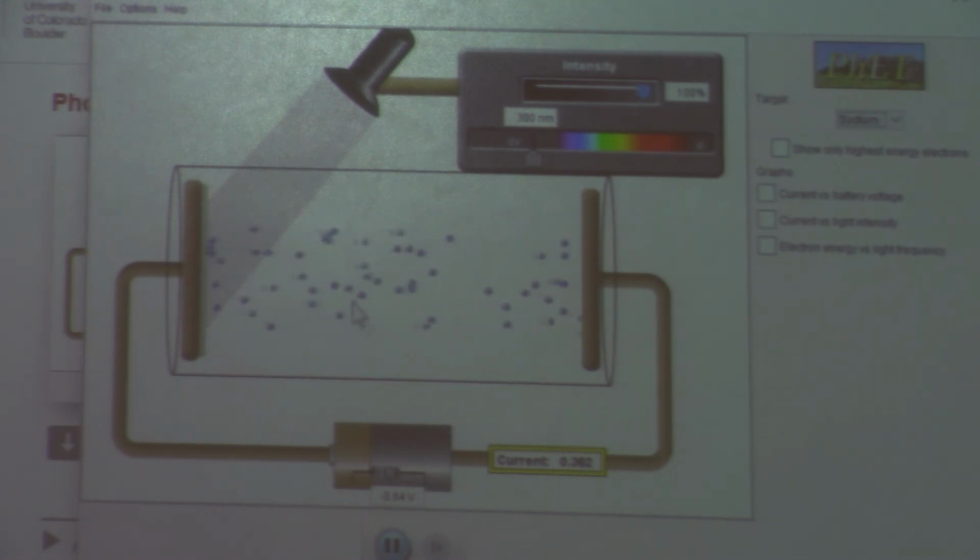So let's set the voltage back to 0. So now we're down to 29. Energy versus light frequency.